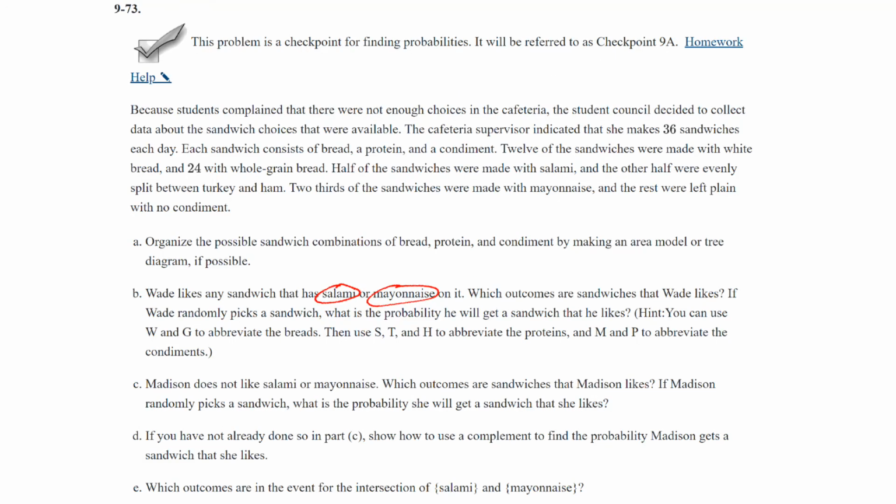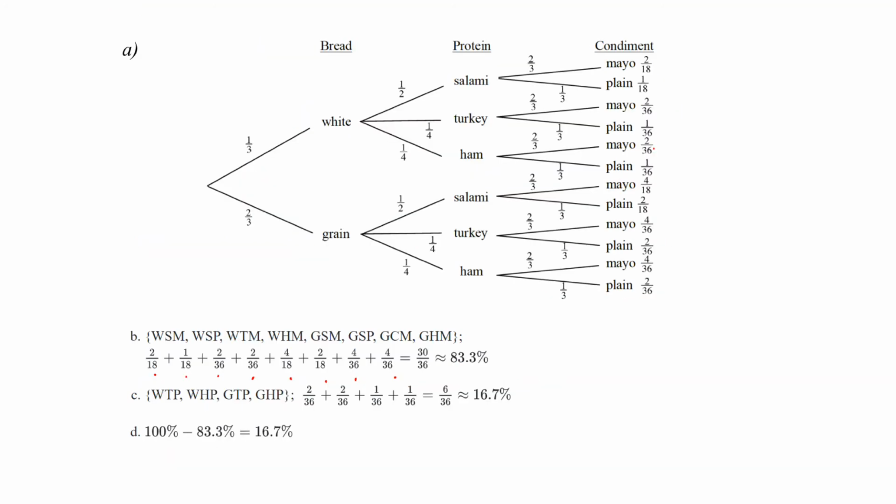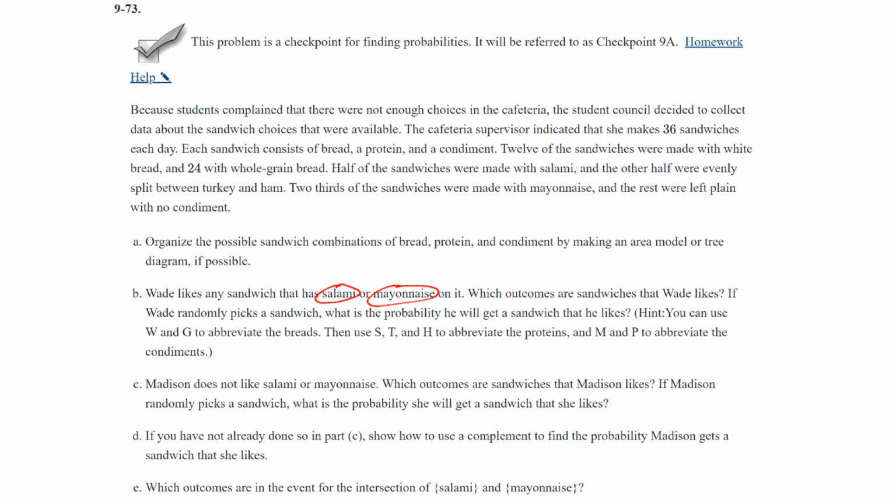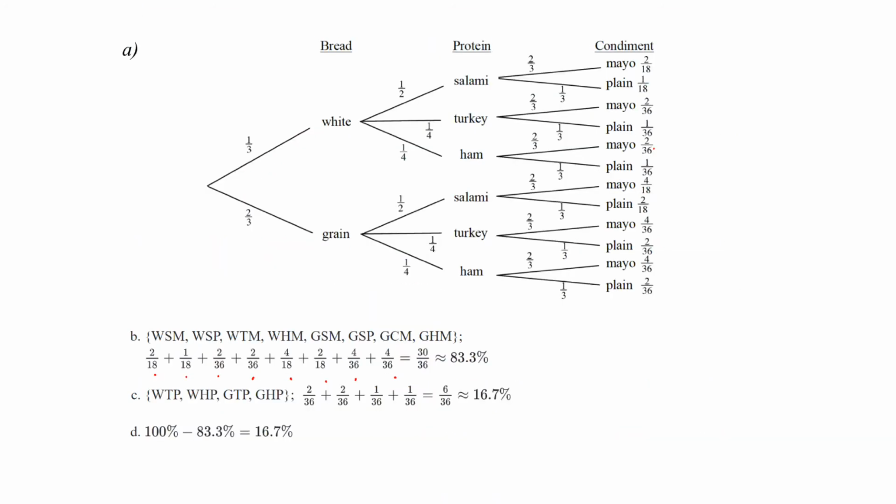Part C. Madison does not like salami or mayonnaise. Which outcomes are sandwiches that Madison likes? If Madison randomly picks a sandwich, what is the probability she will get a sandwich she likes? So whereas before, Wade wanted salami or mayonnaise, Madison does not. So what are the ones that don't have salami or mayonnaise?